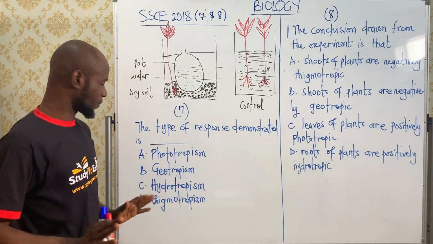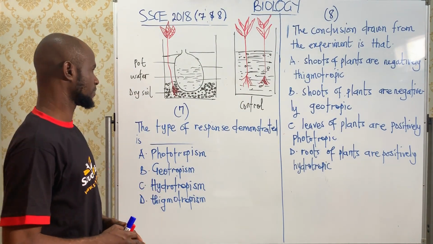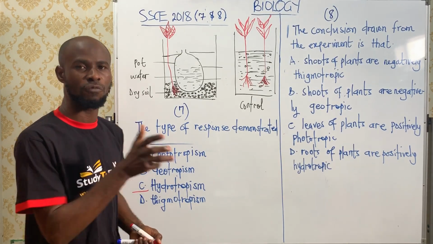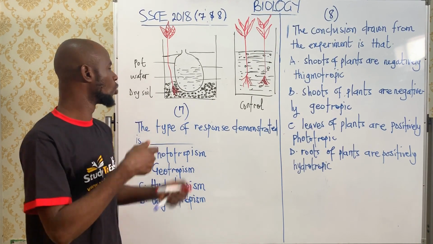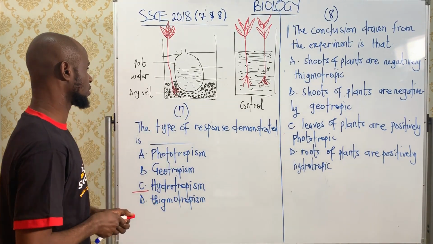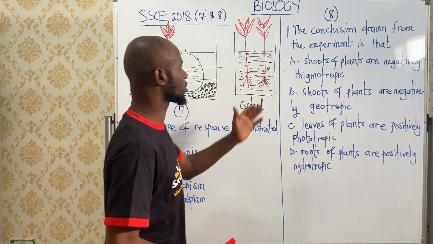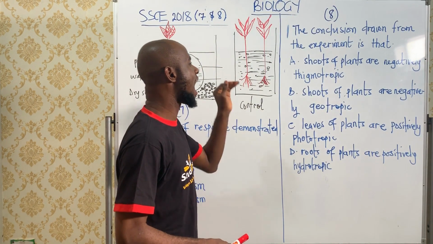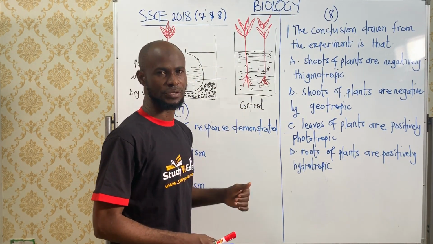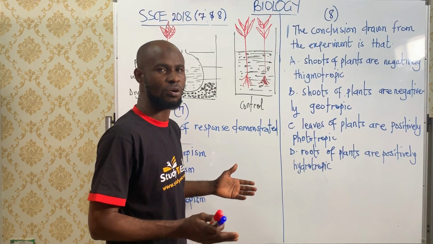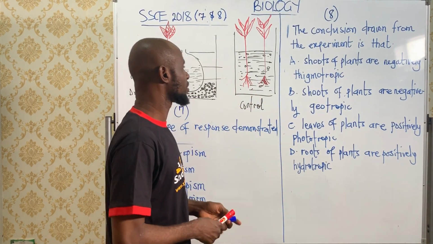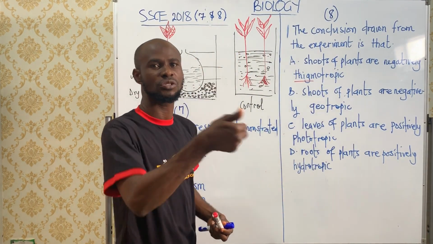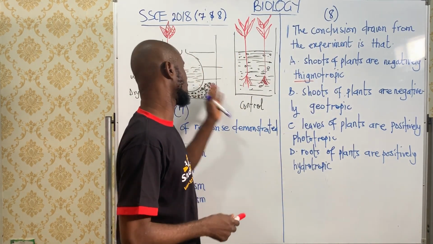So we're not talking about geotropism. The next one is hydrotropism. So the answer is hydrotropism. That is a directional movement of plants' root here towards the water. So that's the answer. Now the conclusion drawn from the experiment is that, let's look at this, shoots of plants are negatively thigmotropism. That's complex. Let's look at what thigmotropism is. Thigmotropism is a directional movement of plants towards the touch. That is thigmo, and we're not talking about touch here at all.